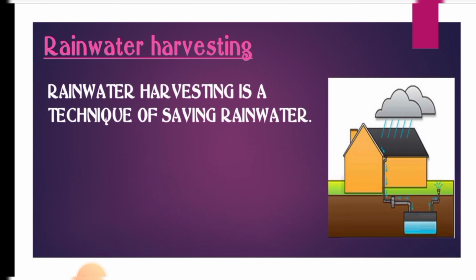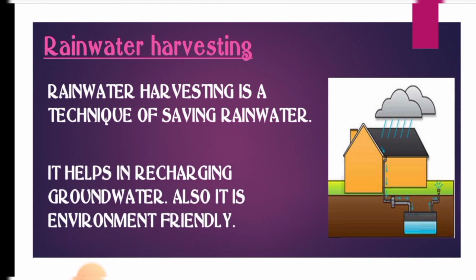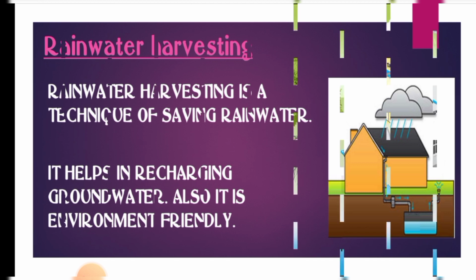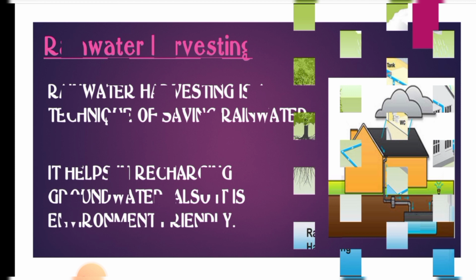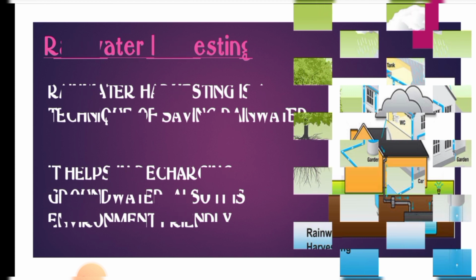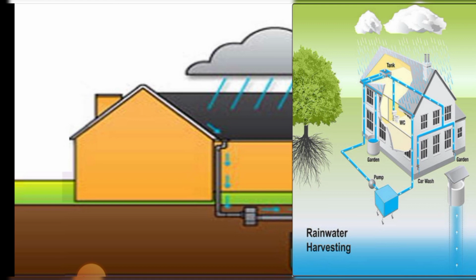Another way we can take to preserve water is rainwater harvesting. What is rainwater harvesting? I will tell you. Rainwater harvesting is a technique of saving rainwater. It helps in recharging groundwater. Also, it is environment friendly. That means it does not harm the environment. Now let us see what steps we can take to conserve rainwater.